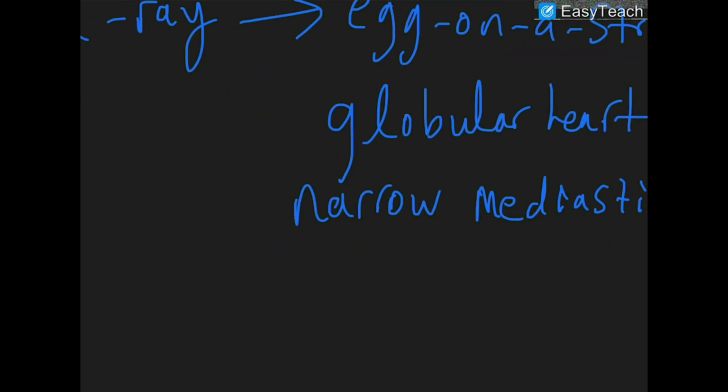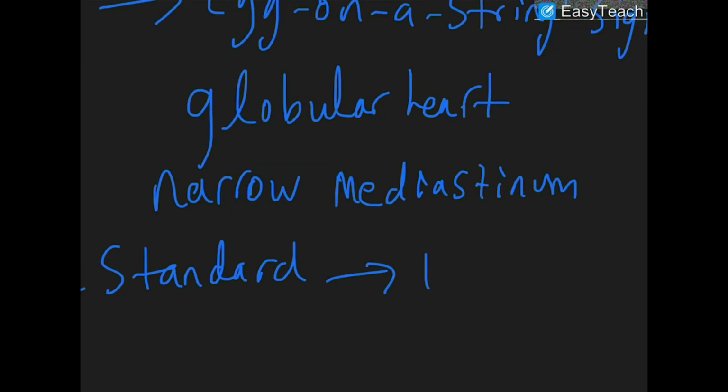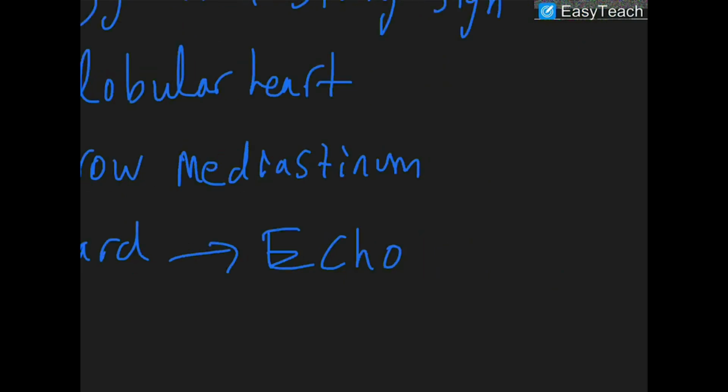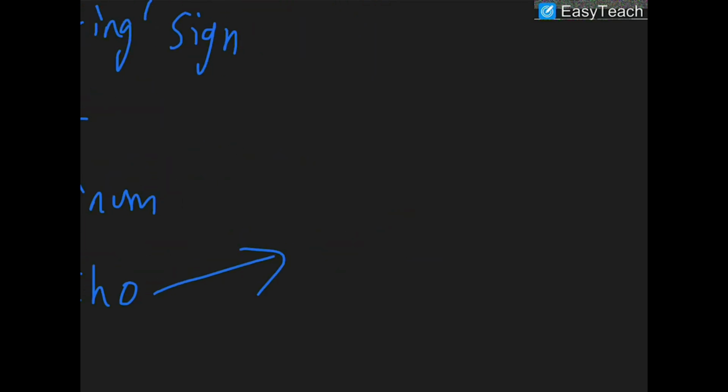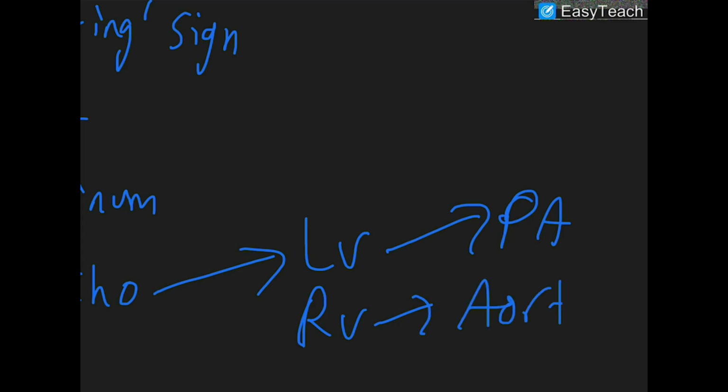And then of course, don't forget the gold standard imaging here would be an echo. And why is this a gold standard imaging? Because if you do an echocardiography, what will you see, right? You're going to see clearly the left ventricle connected to the pulmonary artery and the right ventricle connected to the aorta. Okay, so you can confirm that with an echocardiogram.